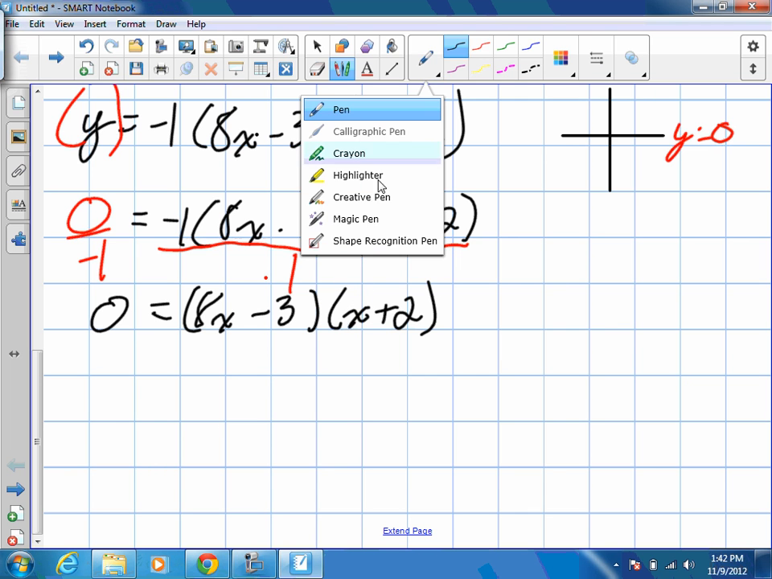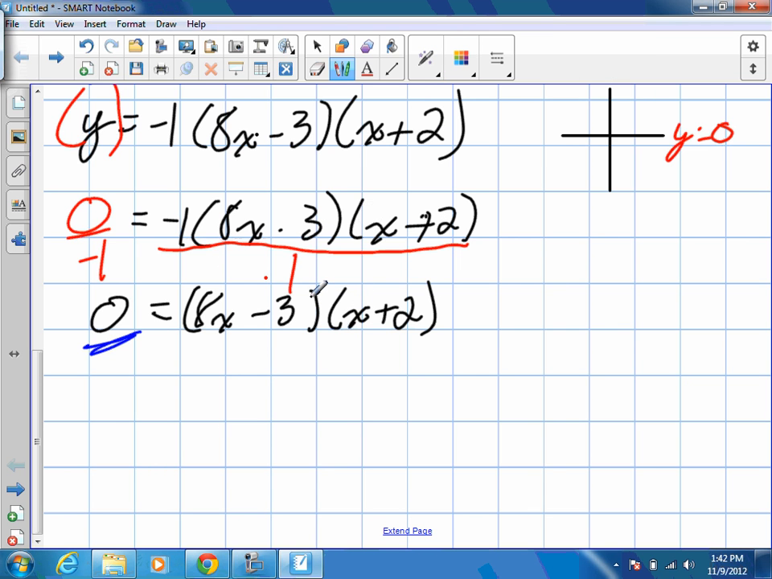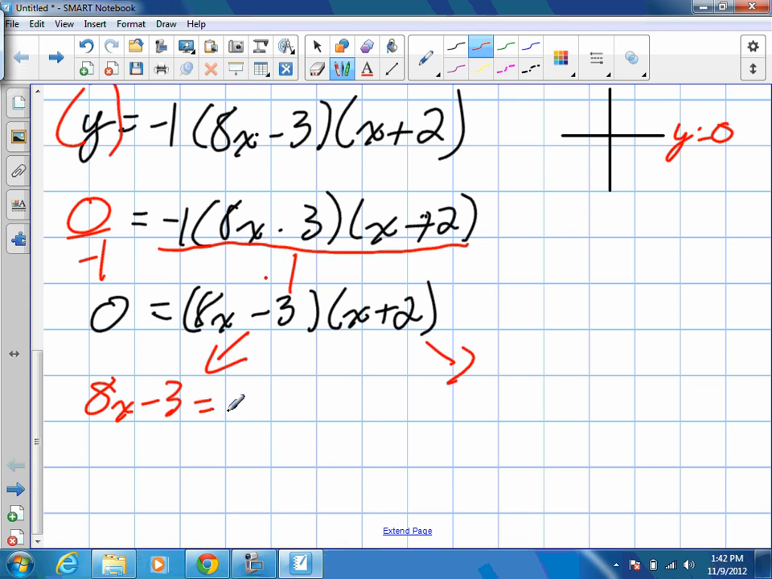So what does one of them have to be in order to multiply to get a 0? That's right. So we're going to test for both of them to be 0. We'll set each bracket equal to 0, which will give us 8x minus 3 equals 0, and x plus 2 equals 0. We need to isolate for x in both.